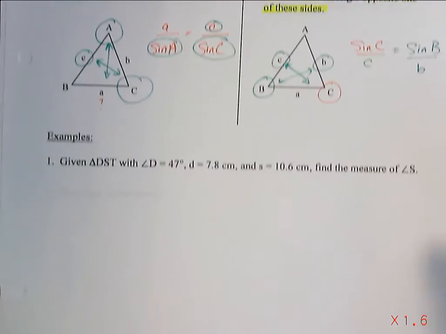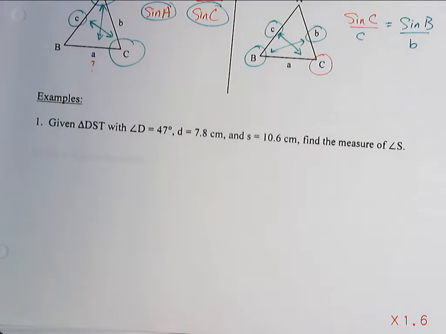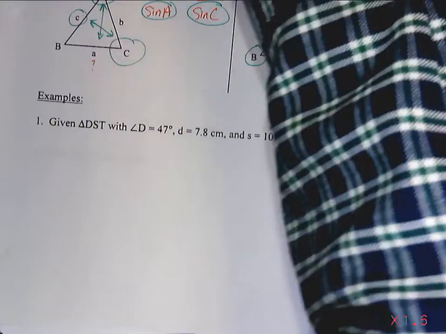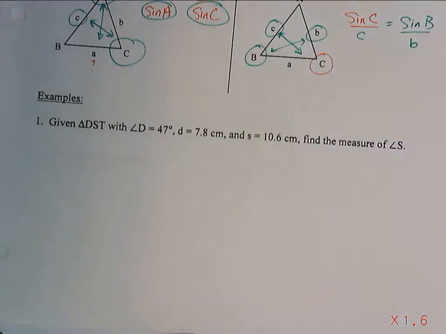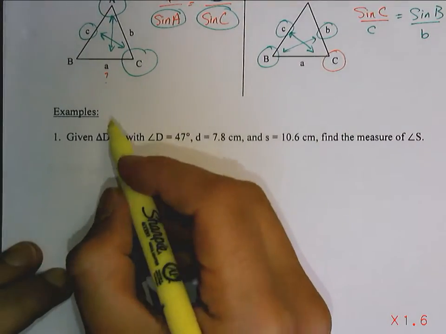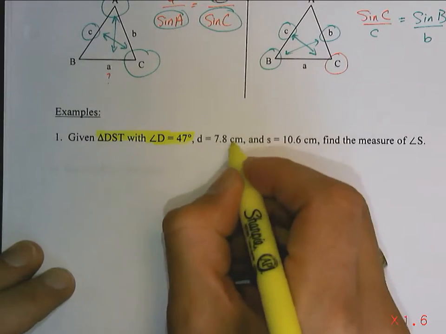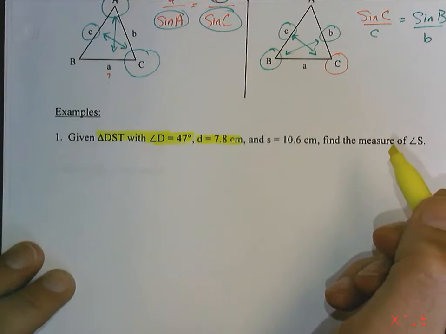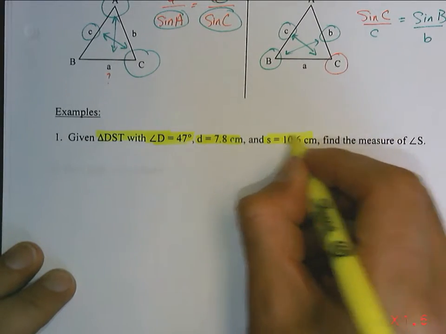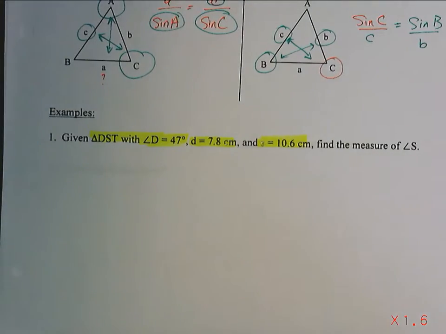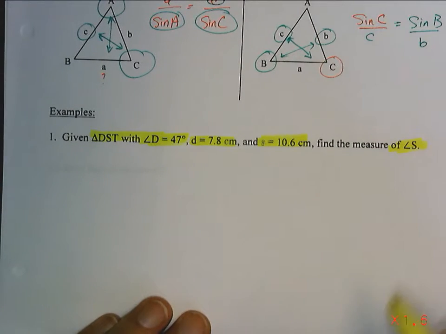Okay, let's do our first example. Our first example, we're going to have to make a triangle. It says given triangle DST. They tell you that angle D is 47 degrees, side D is 7.8, and side S is 10.6, and they want to find the measure of angle S.